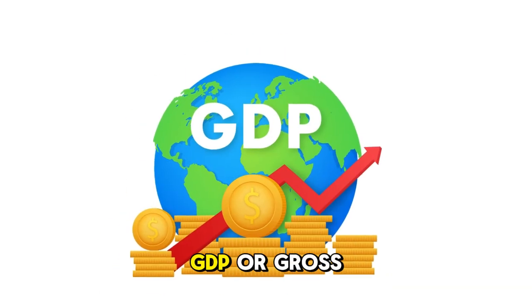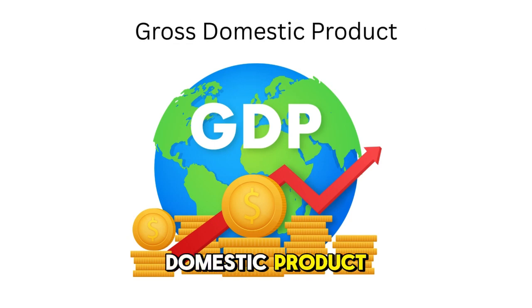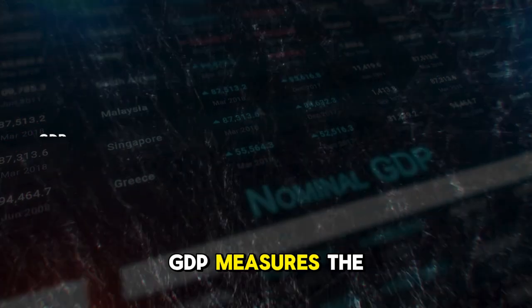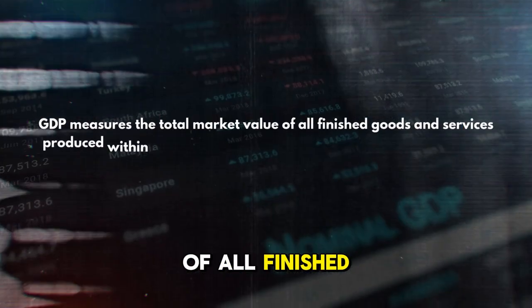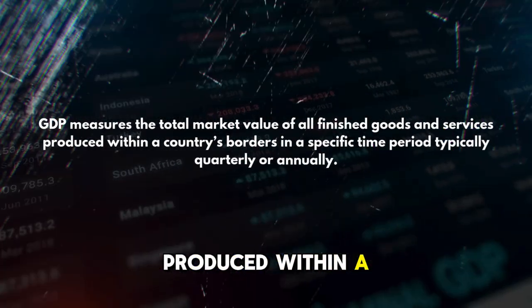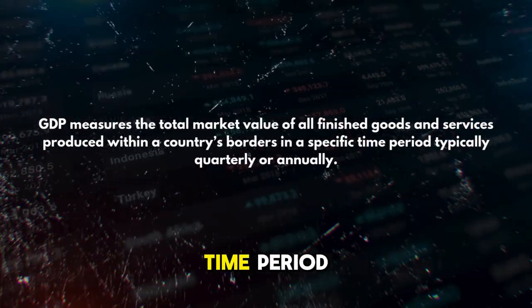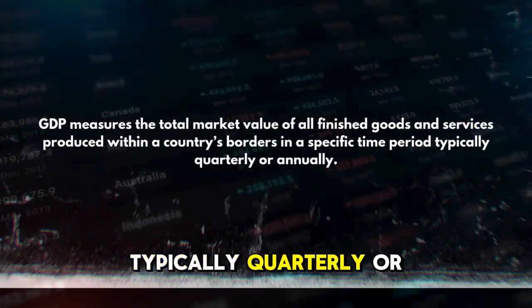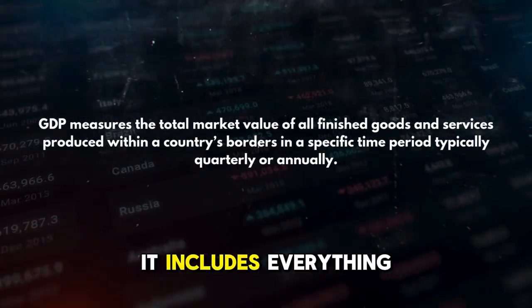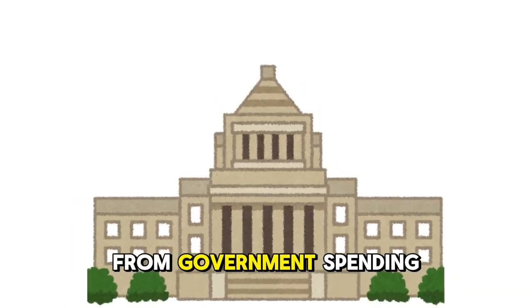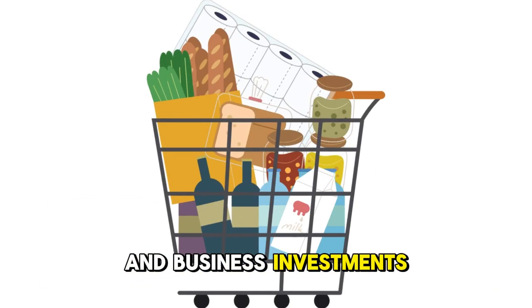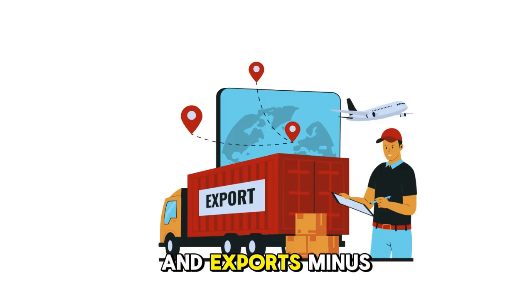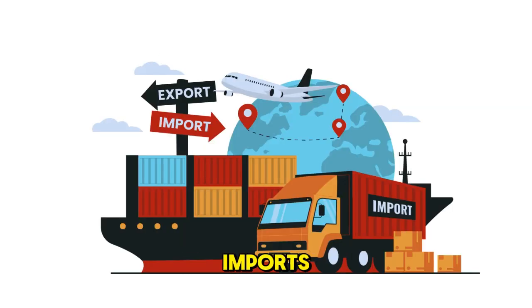First up is GDP, or Gross Domestic Product. GDP measures the total market value of all finished goods and services produced within a country's borders in a specific time period, typically quarterly or annually. It includes everything from government spending and business investments to consumer purchases and exports, minus imports.